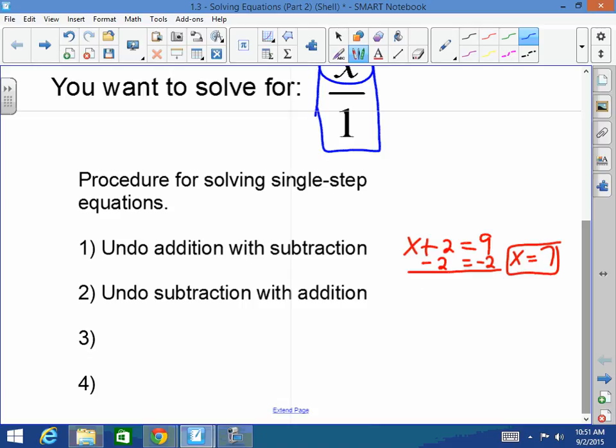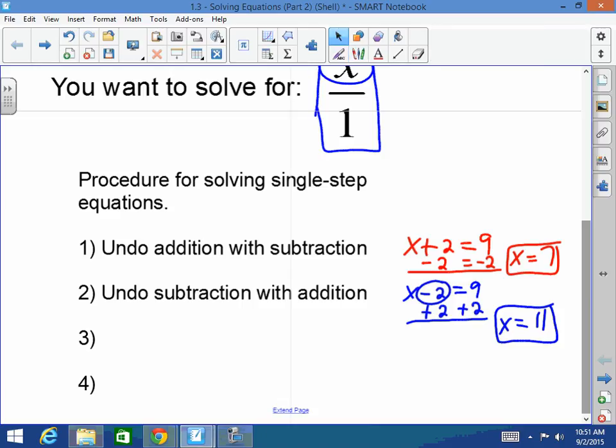So if I were to give you instead x minus 2 equals 9, I have this negative 2 that's being added to the x. How do I get rid of that negative 2? By adding 2 to both sides. X would equal 11 here. Okay? Now if you notice, whatever I do to one side of the equation, I do to the other side of the equation. An equation is literally a balance.